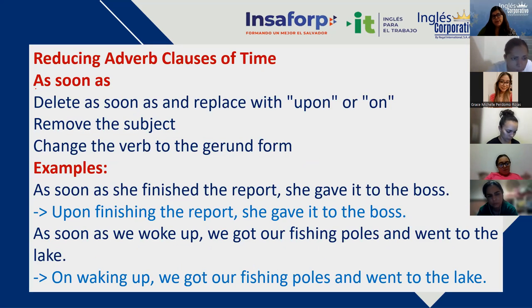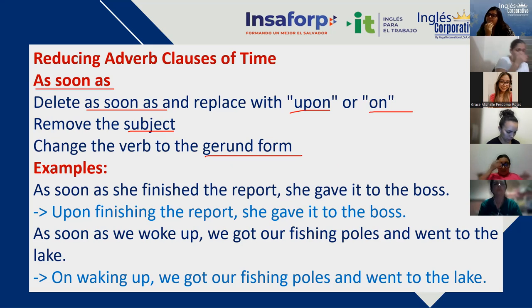Vaya. Y el otro era, si usamos as soon as, we delete as soon as, and we replace it with upon or on. En vez de as soon as, you will use upon or on. Then you remove the subject and you change the verb to gerund. And then you have, as soon as she finished the report, she gave it to the boss. Remember, you eliminate as soon as, and you eliminate the subject, and you change the verb to ing. Then, mira, you replace as soon as por upon or on. Then you eliminate the subject, and you change the verb to ing.